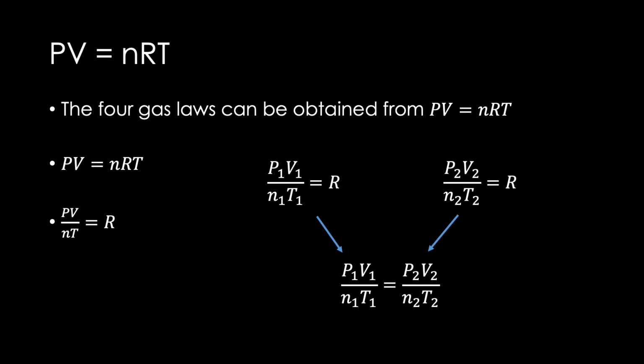If we divide both sides of our equation by nT, we get PV over nT is equal to R. Now we can set PV over nT equal to itself and specify situation 1 and situation 2. From here, we can actually derive all 4 individual gas laws that we'll see in the next slides.